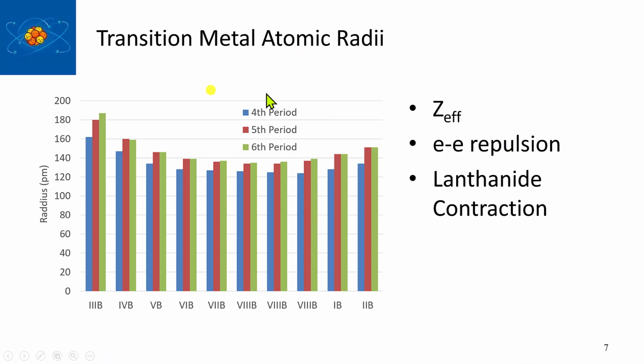Anyways, going from left to right, like here, what's happening is effective nuclear charge is going up. So this is caused by Zeff. More attraction to the nucleus, they get smaller. Then what happens is you start pairing up electrons. So this is what's attributed to something called electron-electron repulsion.